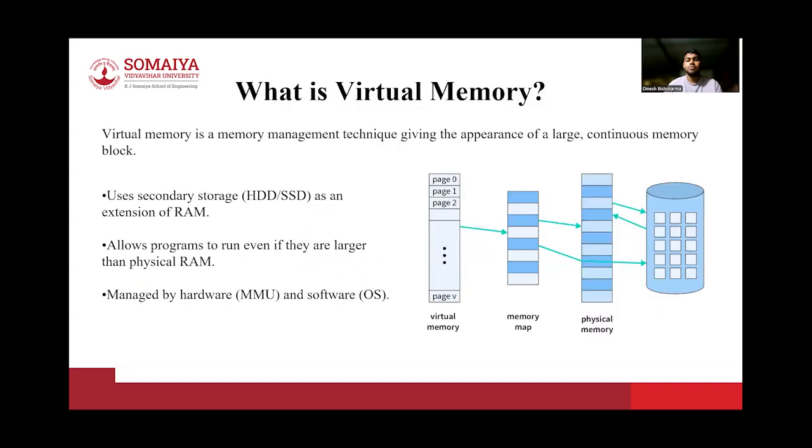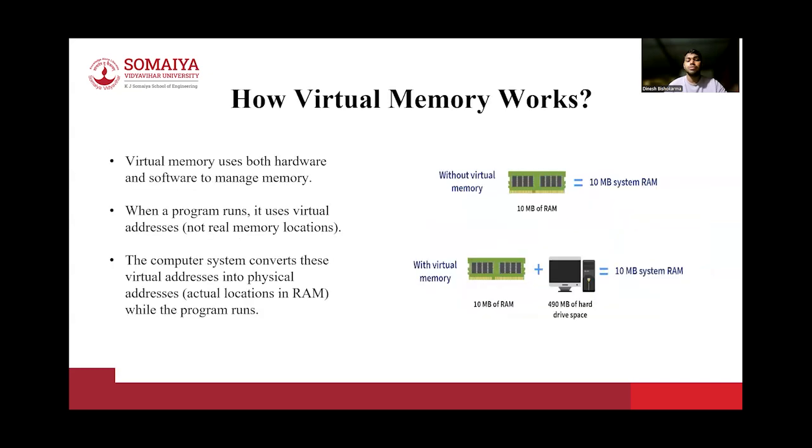So virtual memory is a main memory management technique that makes your computer feel like it has more random access memory than it really has. It uses part of the secondary storage, like a hard disk or SSD, as an extension of main memory. So even if the RAM is full, the programs can still run smoothly because the system temporarily stores extra data on the disk. This process is managed by both hardware, called the memory management unit, and software, which is the operating system. In short, virtual memory allows large applications to run on small physical memory by using the disk as extra space.